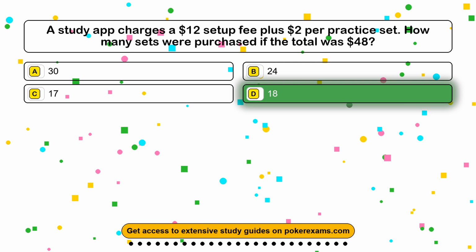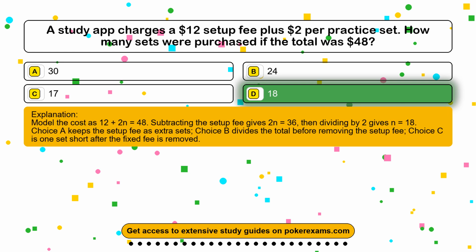The correct answer is option D, 18. Model the cost as 12 plus 2n equals 48. Subtracting the setup fee gives 2n equals 36, then dividing by 2 gives n equals 18. Choice A keeps the setup fee as extra sets, choice B divides the total before removing the setup fee, choice C is one set short after the fixed fee is removed.